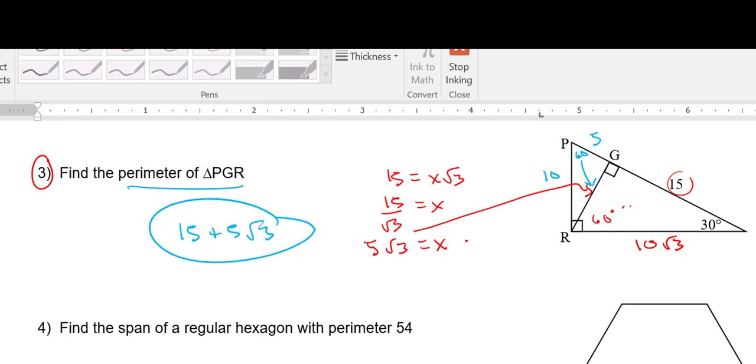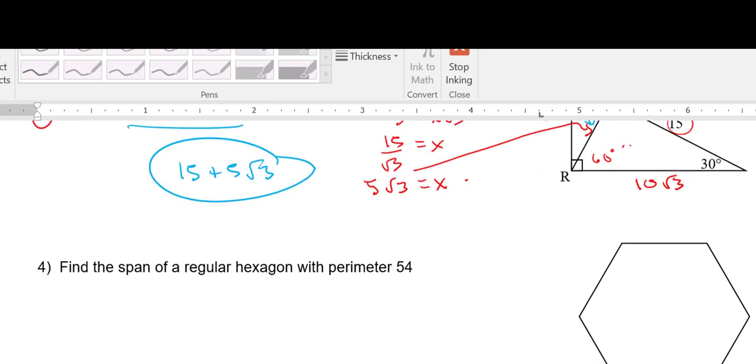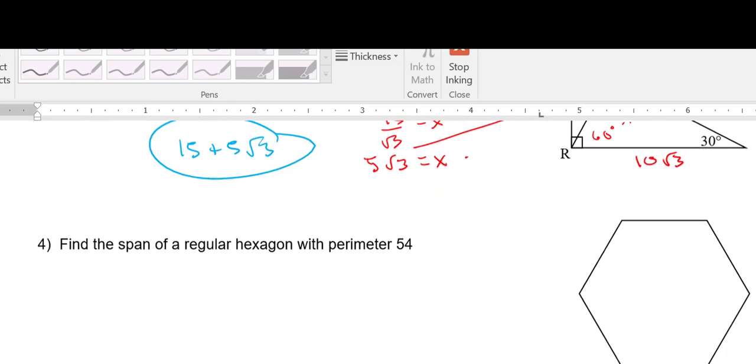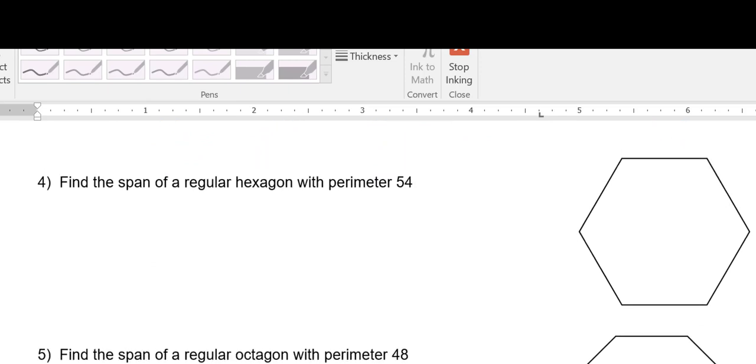Okay, next one. Find the span of a regular hexagon with the perimeter of 54. So if the perimeter is 54, then I know each of the sides is going to be 9. And these are all, as we know, equilateral triangles. And if I draw an altitude here, I know that this is also 9. And this is going to be 4.5.